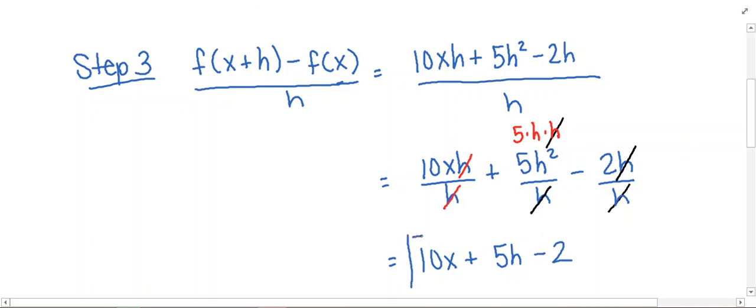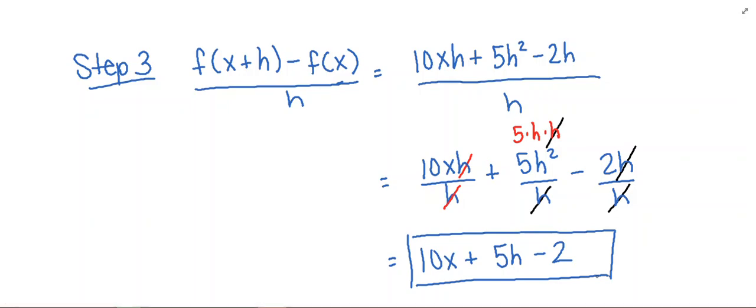Okay, this is the answer. This is the difference quotient. You can see this is a complicated answer. It's got an x, it's got an h. It is not just a number. And that is okay, because the more complicated your function gets, the more complicated its difference quotient is going to be. Okay, we're done.